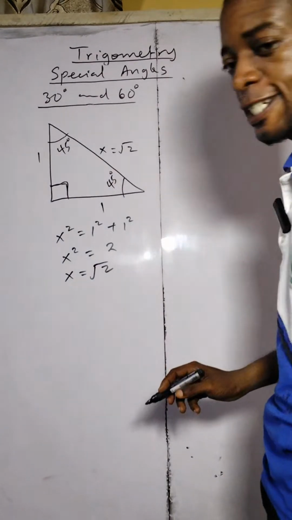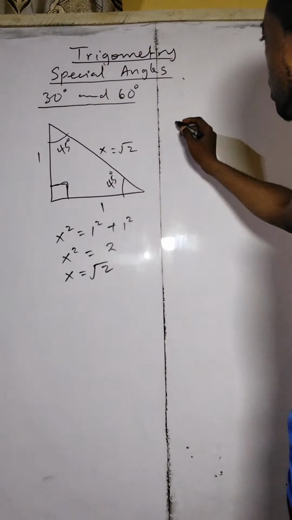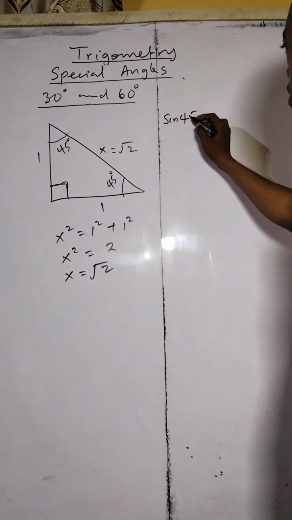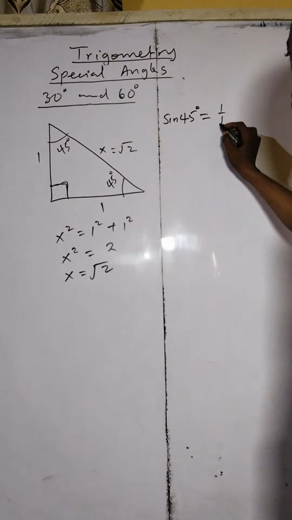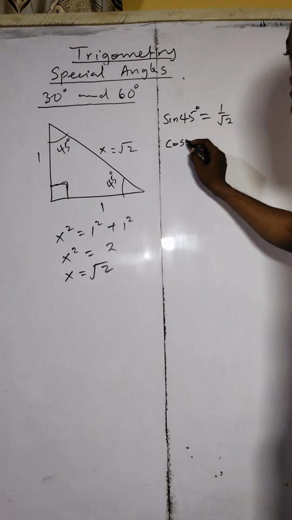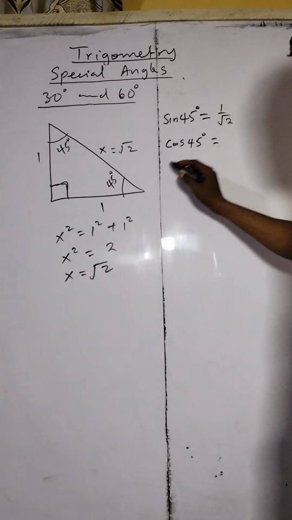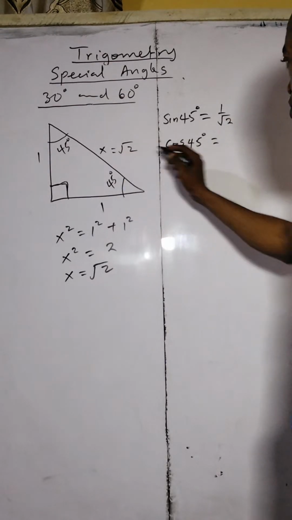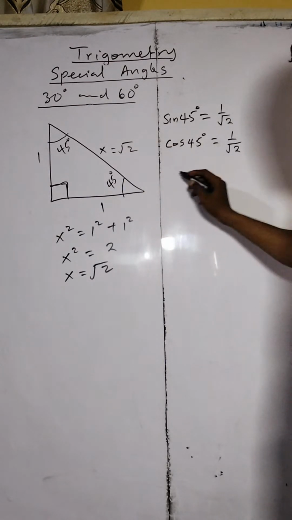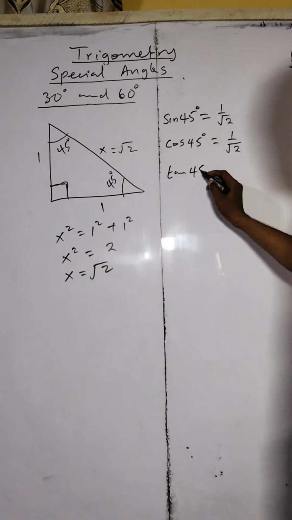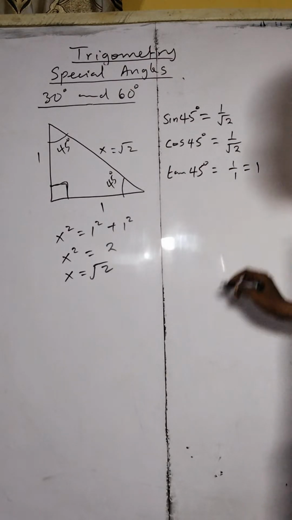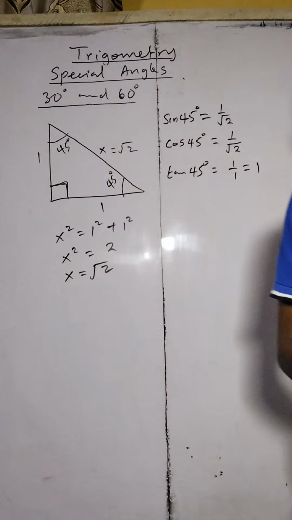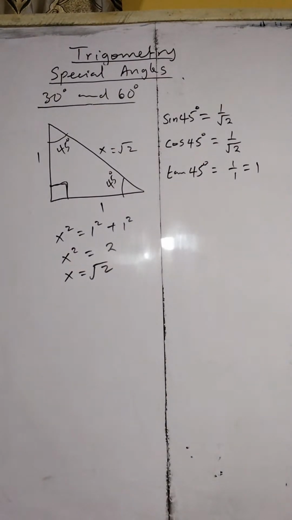Now we can find the ratios for 45. For sine 45 degrees, sine is opposite over hypotenuse, 1 over root 2. For cos 45 degrees, we have adjacent over hypotenuse, still 1 over root 2. And for tan 45 degrees, we have opposite over adjacent, that's 1 over 1, which is 1. So these are the ratios for the special angle of 45 degrees. Okay? So that is that.